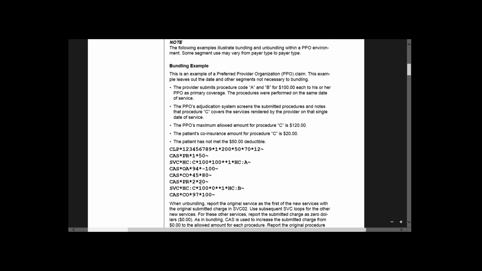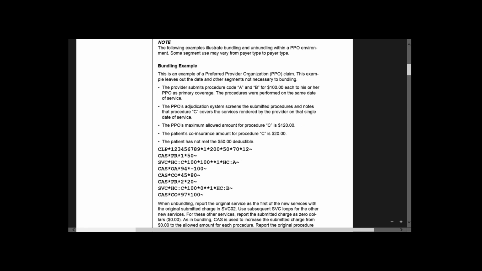Now it says, example of a PPO, which is the preferred provider organization. This example leaves out the date and other segments not necessary to bundling. The provider submits procedure code A and B for $100 each to his or her PPO as a primary coverage. The procedure was performed on the same date of service. Okay, so there are 2 lines, 2 procedure codes, $100 each.